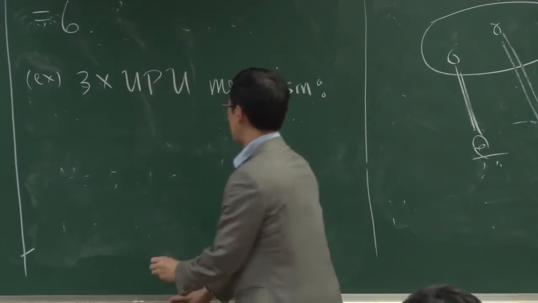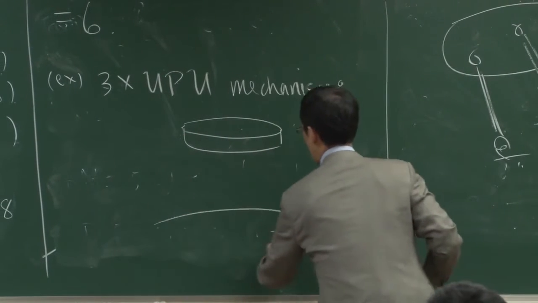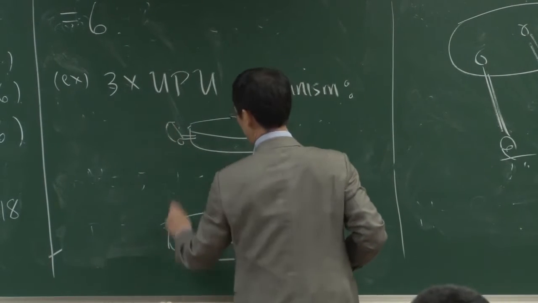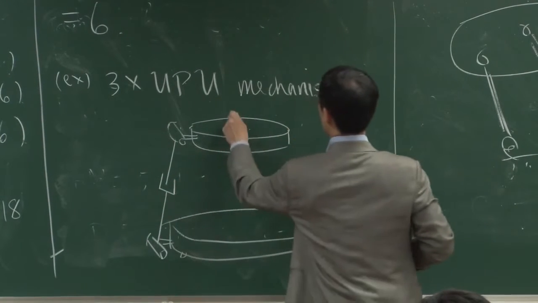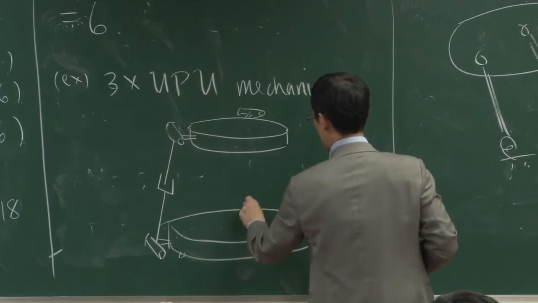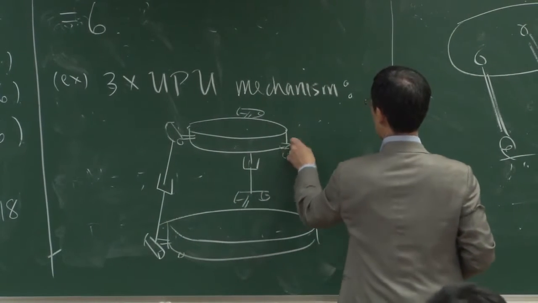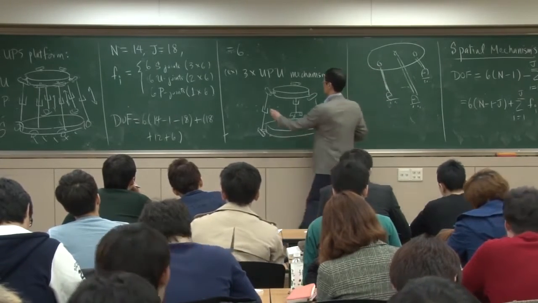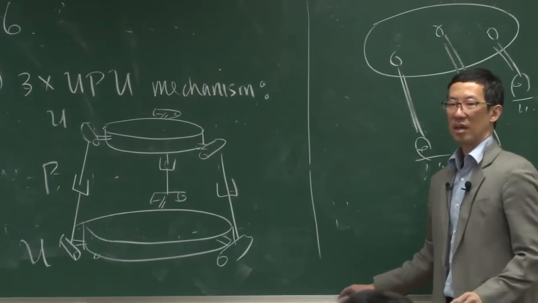Okay, so you can guess what it is. It's basically a platform with 3 UPU legs. Here's a U joint connected together by a P joint, and also here a U joint, connected to that. So we have a U joint here, a P joint here, and a U joint here. Okay, all right.